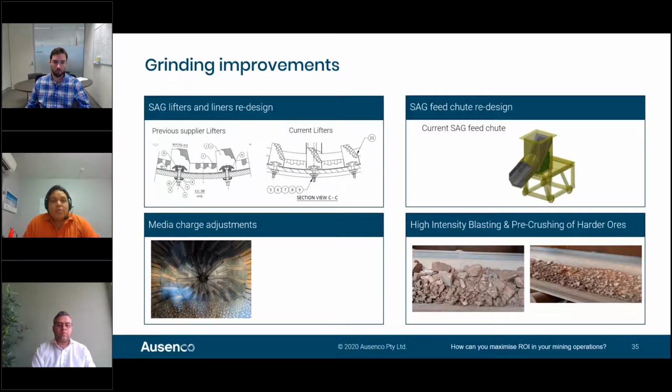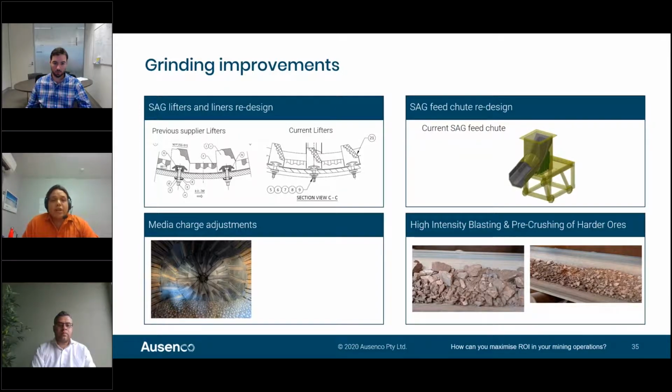So in this slide, I'm going to talk about the grinding improvements. So the first 3 items, the SAG lifter and liner redesign, SAG feed chute redesign, and media charge adjustments allowed for a significant reduction in the plant downtime and improved mill stability. The ability to operate at the higher ball charge up to 18% from the original 12.5% based on the updated SAG liners design and foundation, thus increasing the power utilization there, and increase mill throughputs by around 35%.